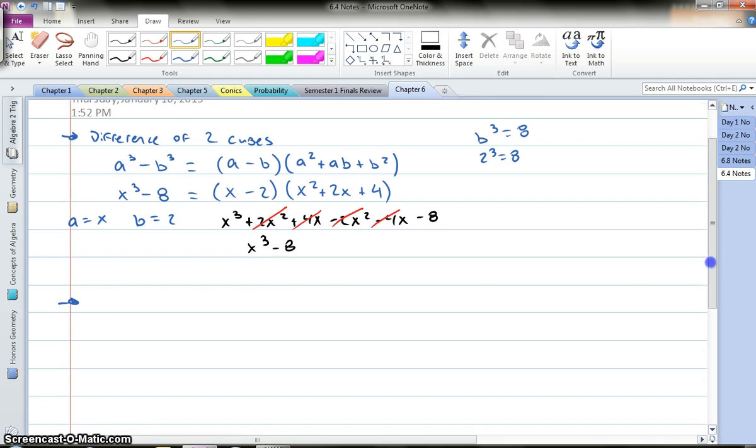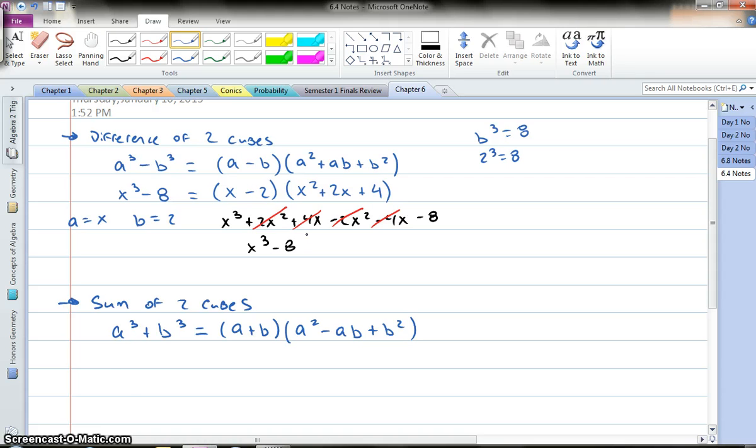Now let's look at the sum of two cubes. Here we have a to the third plus b to the third. My general form is a plus b, again plus, times the quantity a squared minus ab plus b squared. So you see the differences. Here it's minus because of difference. Here it's plus because of sum. And then it's the opposite on the inside here, so that it allows these middle terms to cancel out.